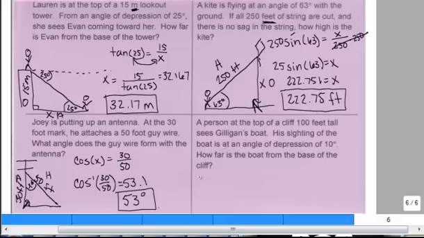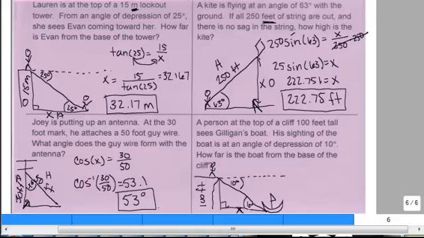A person at the top of a cliff, so here's my cliff, and a person on it, and it's a 100-foot cliff. Sees Gilligan's boat. His sighting of the boat is an angle of depression. Remember, angle of depression is a little different. It's the only one that's different. It is 10 degrees, which also means this one down here is 10 degrees. How far is the boat from the base of the cliff?